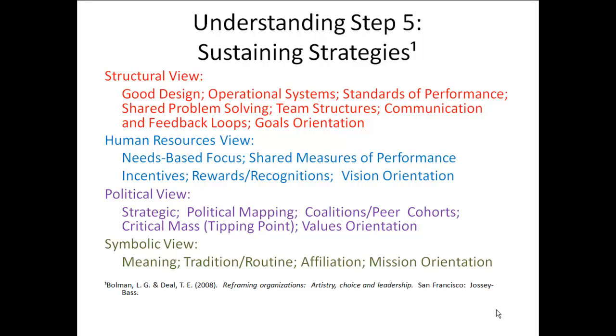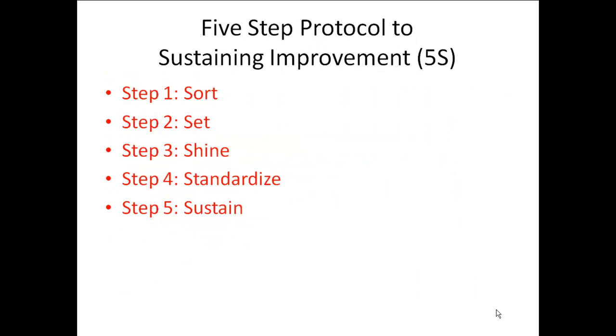So anyway, the structural, human resource, political, and symbolic frames can be looked at in terms of questioning whether or not they're in place or whether or not there might be barriers there. And if there are barriers, we need to get rid of them so that sustaining can actually happen. So you see that there are succinct things that leaders will do in all 5 steps of the 5S in sorting, setting, shining, standardizing, and sustaining. And, again, a very simple roadmap.